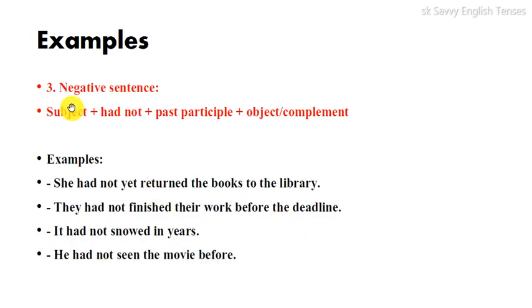Okay, the third one is the negative sentence, and the formula for the negative sentence is subject plus had not plus past participle. And we can make sentences according to this formula.